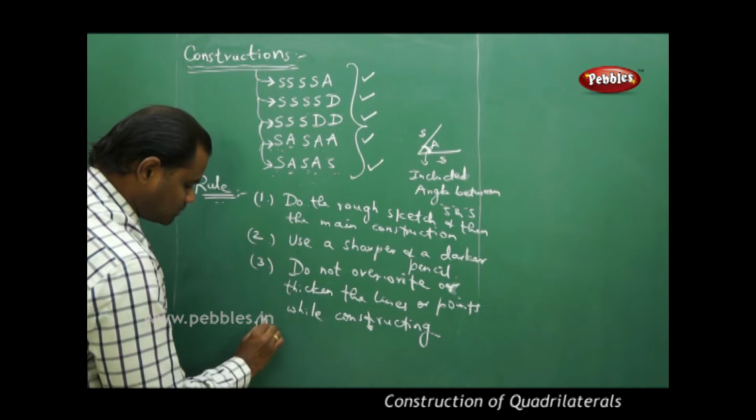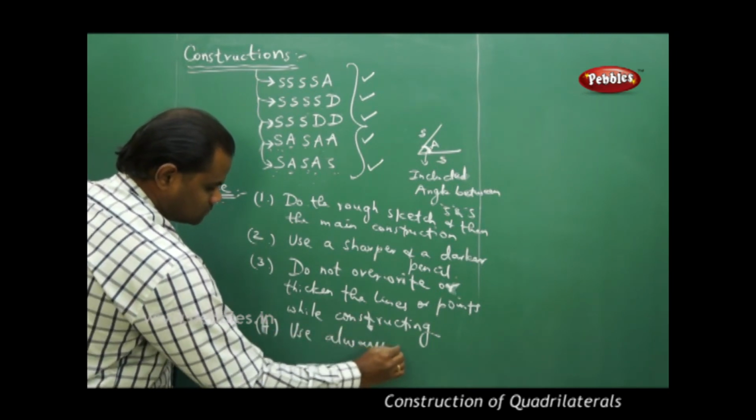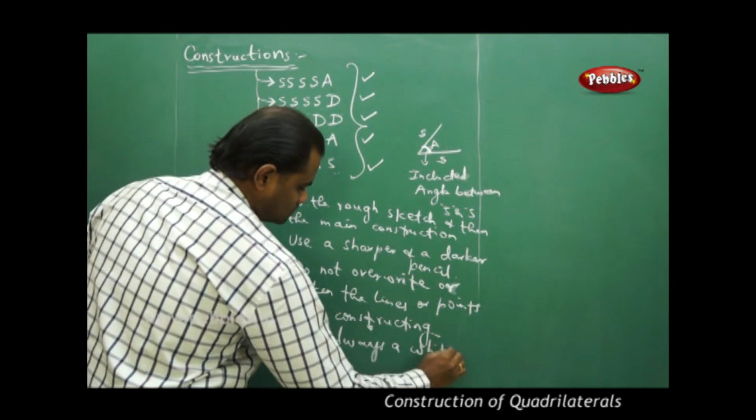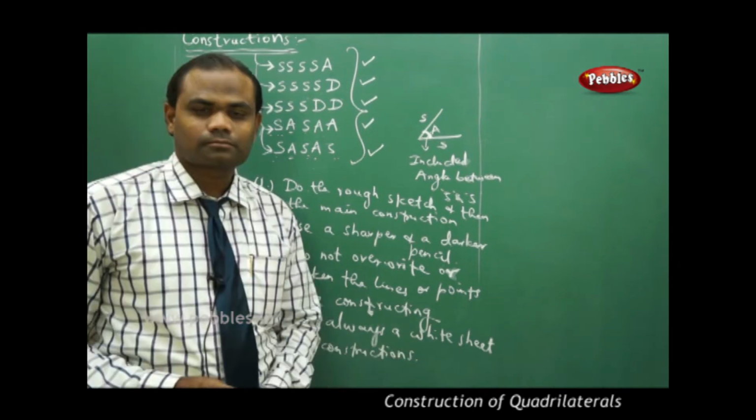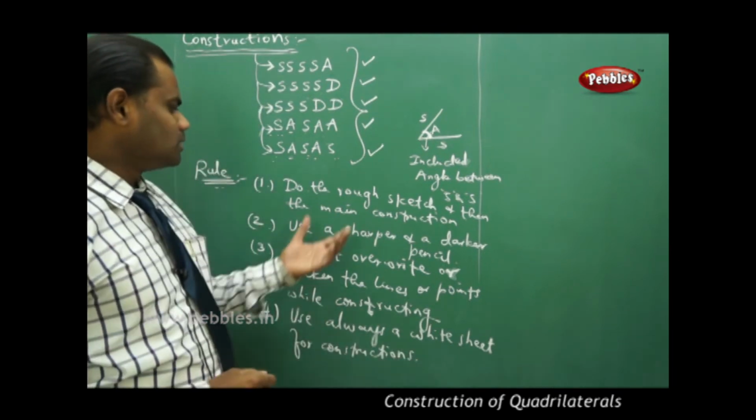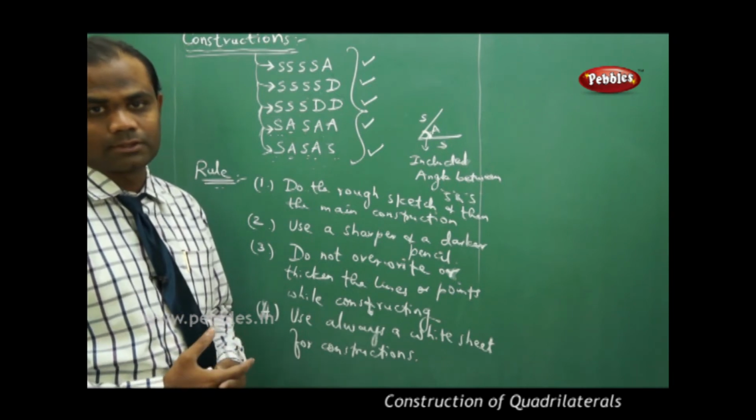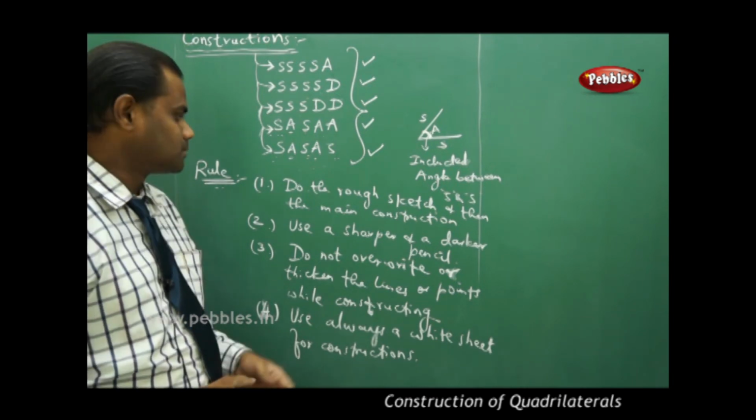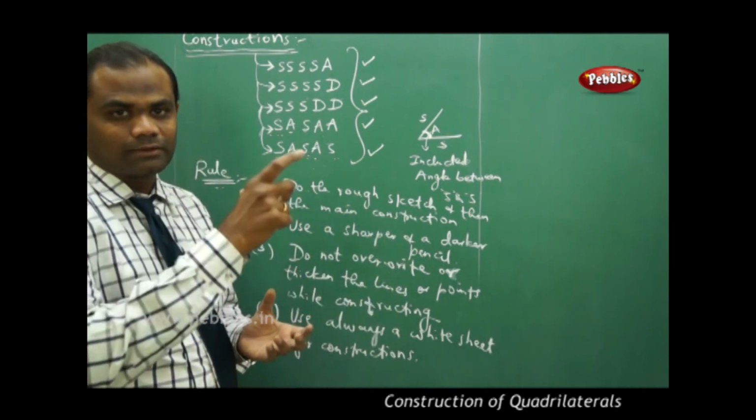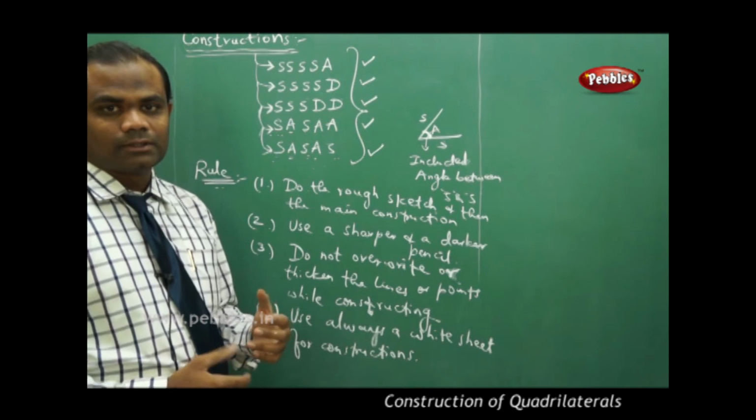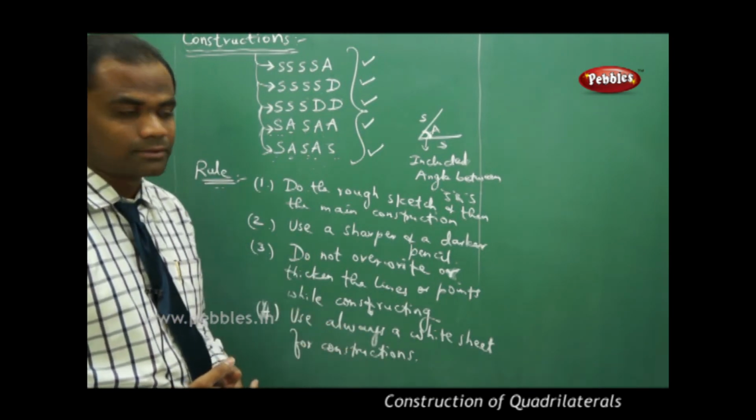And the last point is, now these are the 4 different rules which I'm going to use while I do the construction process for any constructions I do in mathematics. The first is do the rough sketch and then the main construction. Always we need to do the rough sketch and then followed with the main construction which you're going to do with the exact geometrical instruments for accuracy.